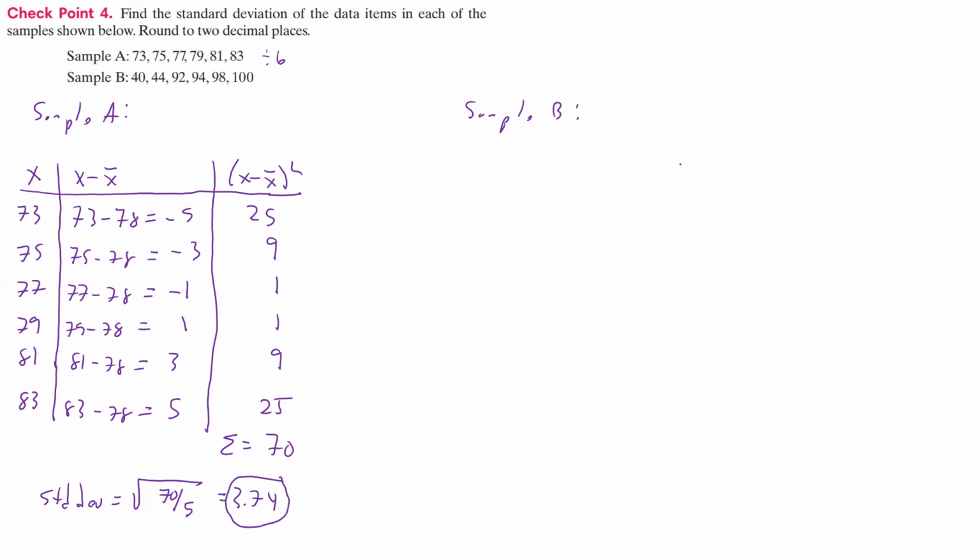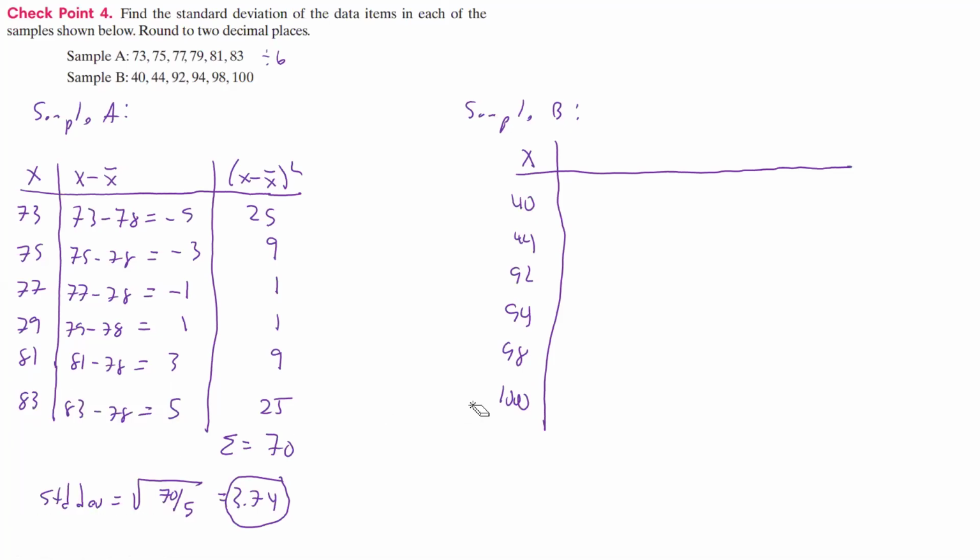All right, what about sample B? Well, again, X, this is probably gonna be big too, so we've got a 40, 44, 92, 94, 98, and 100. That looks like 1,000, but it's only 100. Oops. Let's erase that.